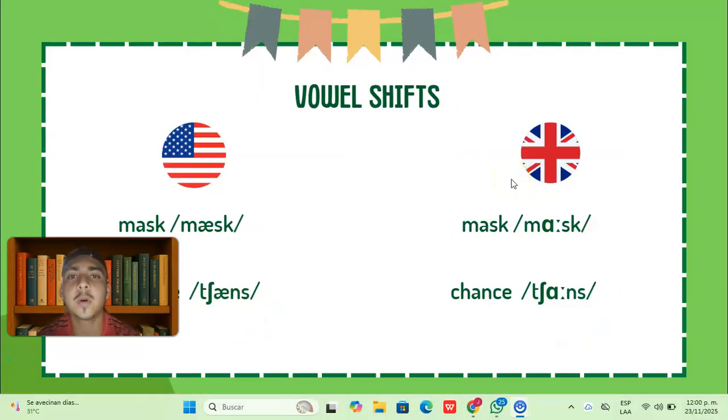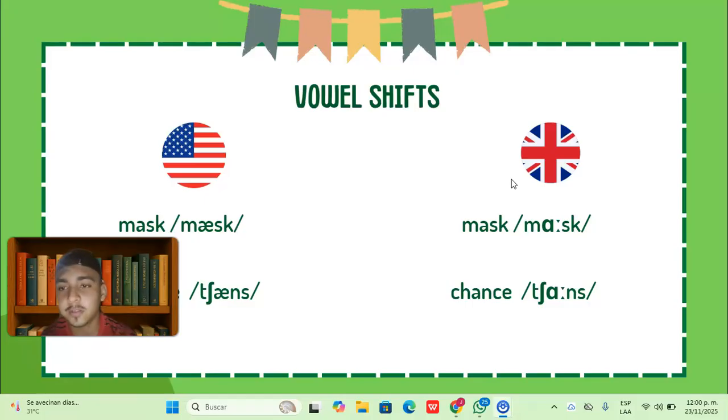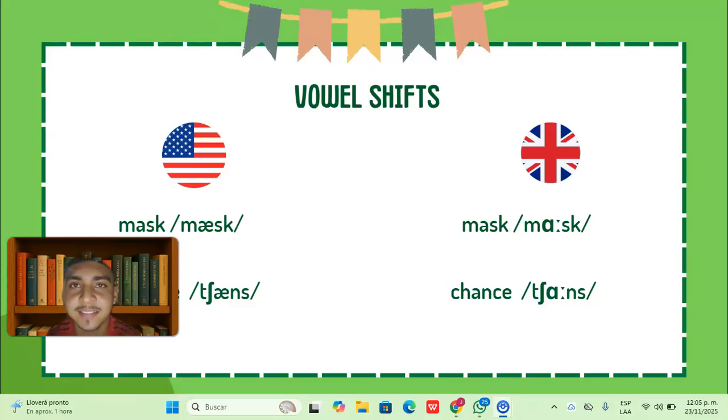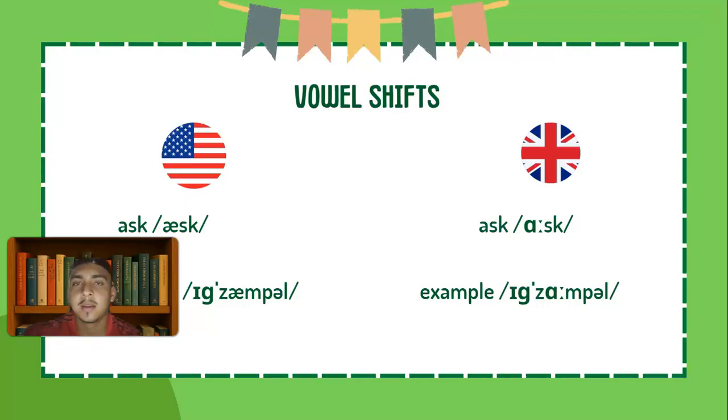Let's start with vowel shifts. The first, in American English, mask. In British English, mask. Now the second, in American English, chance. In British English, chance. Now the third, in American English, ask. In British English, ask.